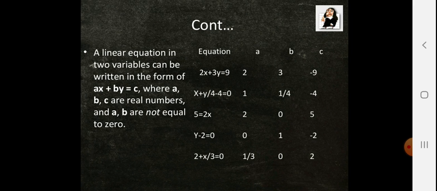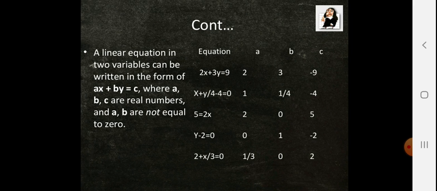You can see the equations. Let's identify their a, b and c. So, a for the first equation is 2, b is 3 and c is minus 9. You know that all the constant numbers you have to always carry to the left hand side, so they change their sign. If they are plus, they become negative. So here plus 9 becomes minus 9. Now x plus y upon 4 minus 4 is equal to 0. So your a is 1, your b is 1 upon 4 and c is minus 4.